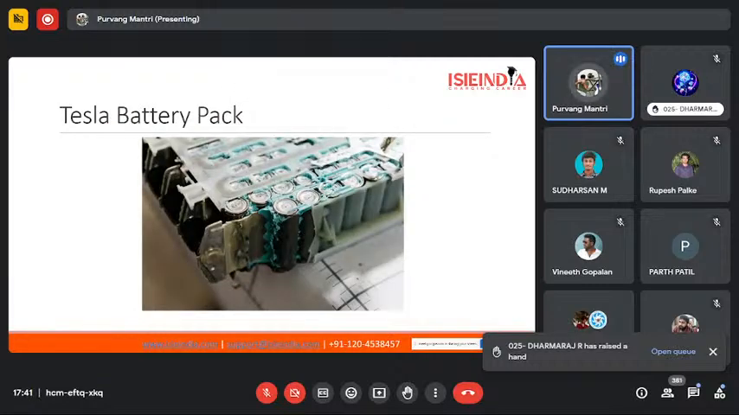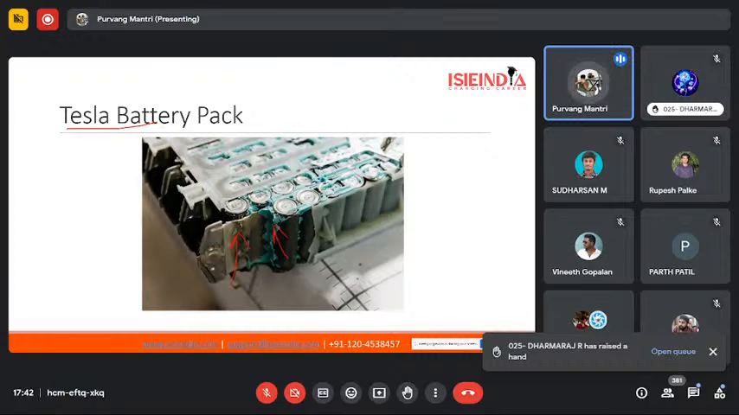Then I had to focus on Tesla's battery pack as well, because as I said earlier, this type of battery pack definitely uses a liquid cooling system. You can see these are the channels of the liquid cooling system, and simultaneously this blue material is actually foam.